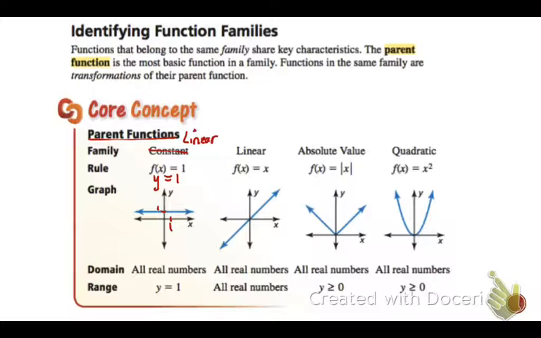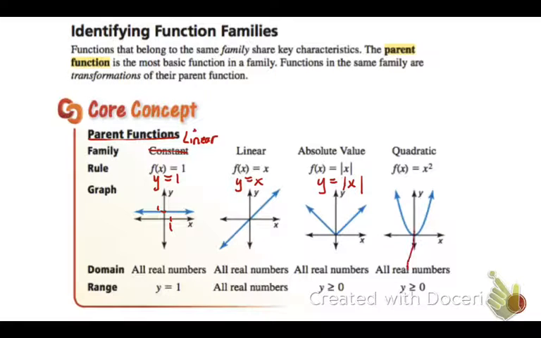This is the graph of f of x equals x, or y equals x. It is the most basic form of the function or the equation of a line, a linear function. The next one is absolute value. You can think of that in equation form as y equals absolute value of x. No matter what input you have for x, y will always be positive because you'll take the absolute value. So this is a V-shaped graph.